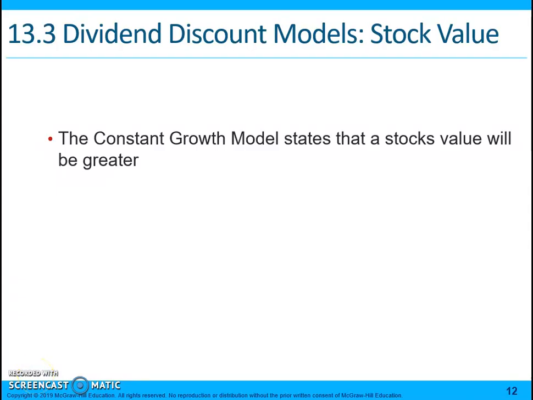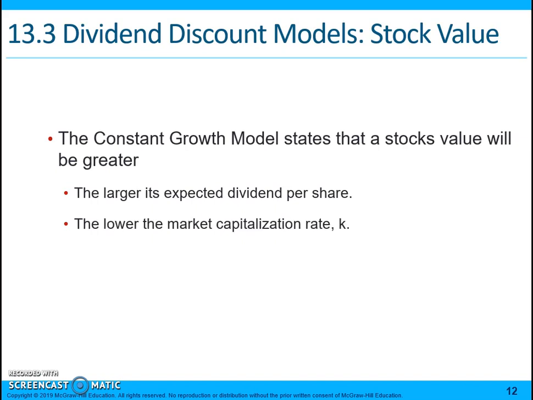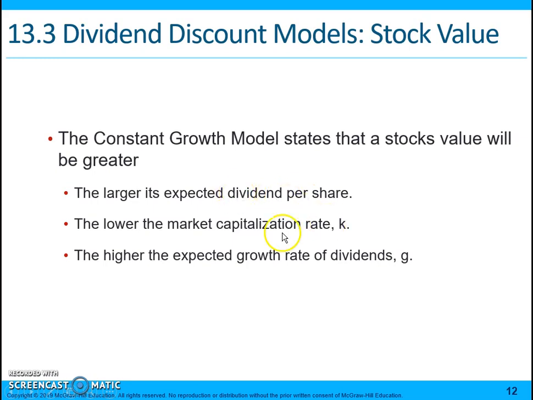Okay, in this lecture, we're going to finish up our discussion of the constant growth model, or dividend discount models. Specifically, the constant growth model states that a stock's value will be greater the larger its expected dividend per share, the lower its market capitalization rate, and the higher the expected growth rate of dividends. So these are the three components of the formula: the dividend, the market capitalization rate (required rate of return), and then the growth rate. So, the higher the dividend, obviously, the higher the value of the numerator.